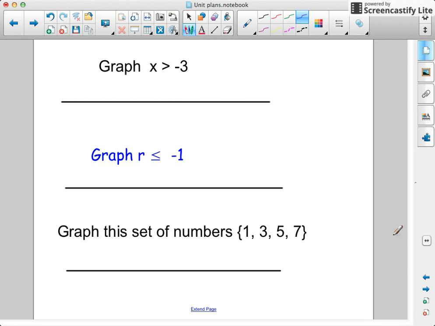Hey, I want you to try these graphs and show me your results when you're finished.